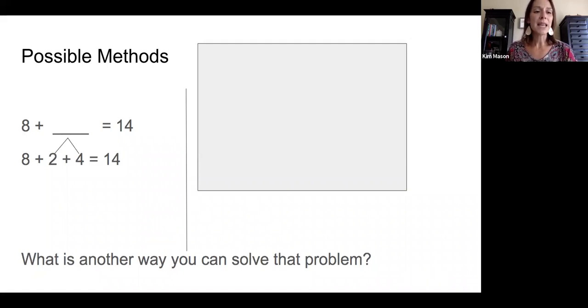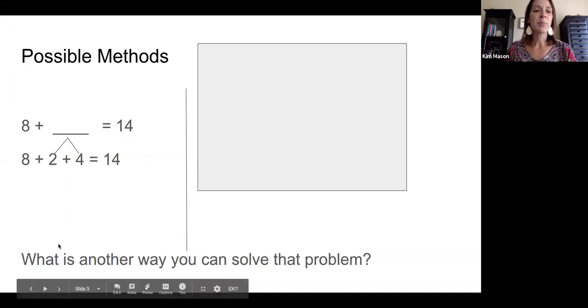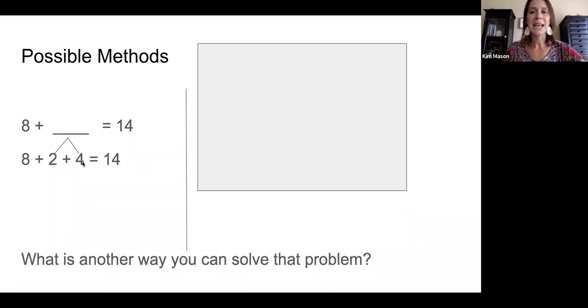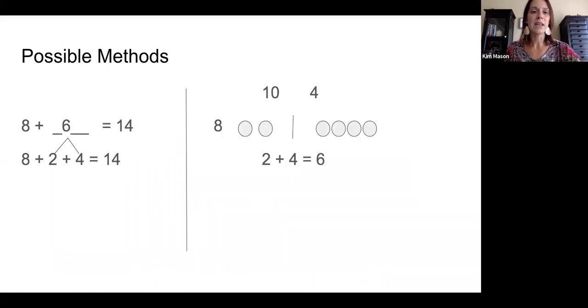So if we have 8, we need to add 2 more to get to 10. So we're going to break up the number, 2 more, and then we need 4 to get to 14. 2 plus 4 would be 6. Can you think of another way to solve the problem? Here's a drawing. Making a 10 is the first one.